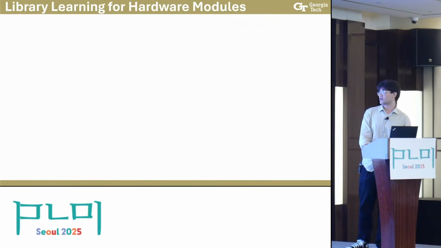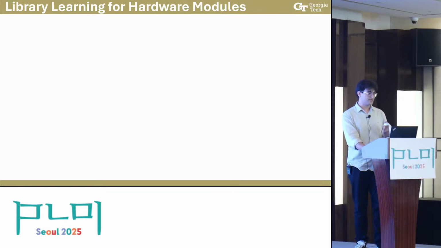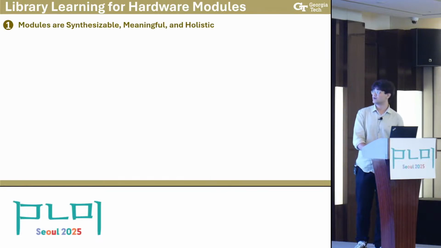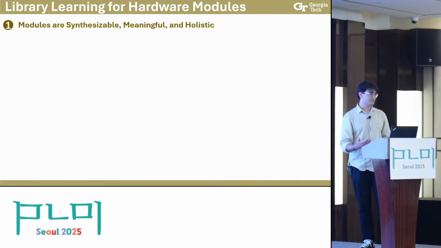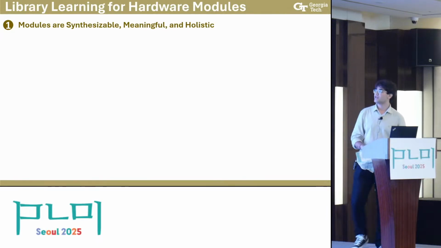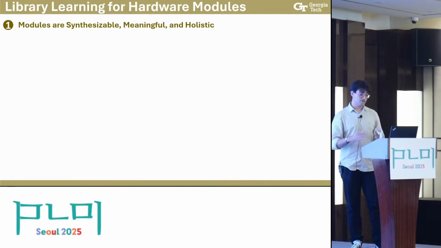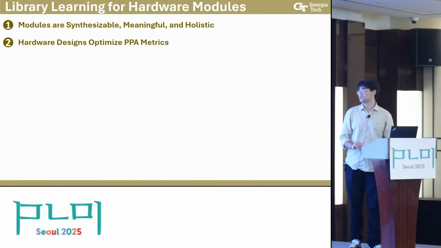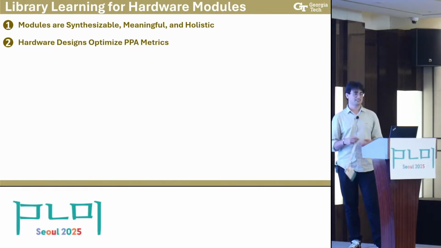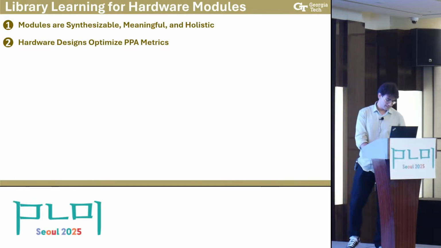Before I get into what our cost functions are, let's summarize exactly what we want from our designed hardware. Number one, you want your modules to be synthesizable. You want modules to be meaningful. This is inspired by traditional computer architecture, where each compute unit has a purpose. It means something. It's not just arbitrary arithmetic functions. And you want it to be holistic. I'll get into why this is important, but you basically don't want to be splitting up functions that are highly related. Number two is that we need to ensure that the final hardware design actually optimizes our PPA metrics and not abstract notions of meaningfulness or holisticness.